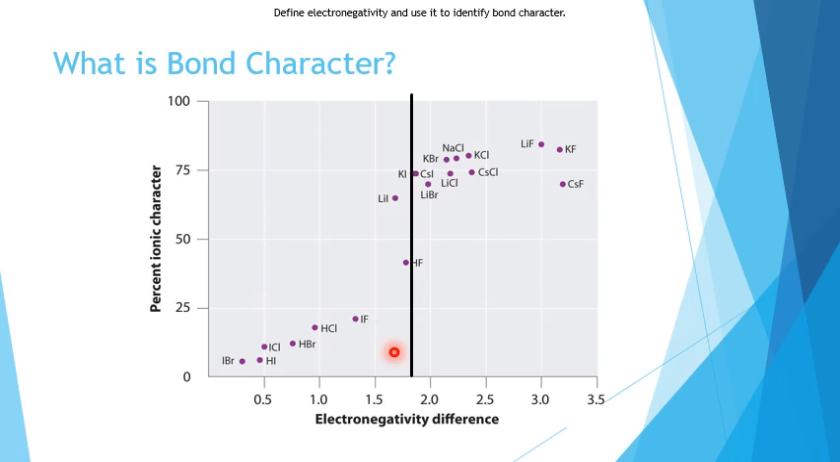Whereas bonds to the left of this 1.8 line, these are where the electrons would be shared a little more equally, where it's less than 50% ionic character, meaning more than 50% covalent. And we can see that those are typically bonds between nonmetals with other nonmetals because they have similar electronegativities.